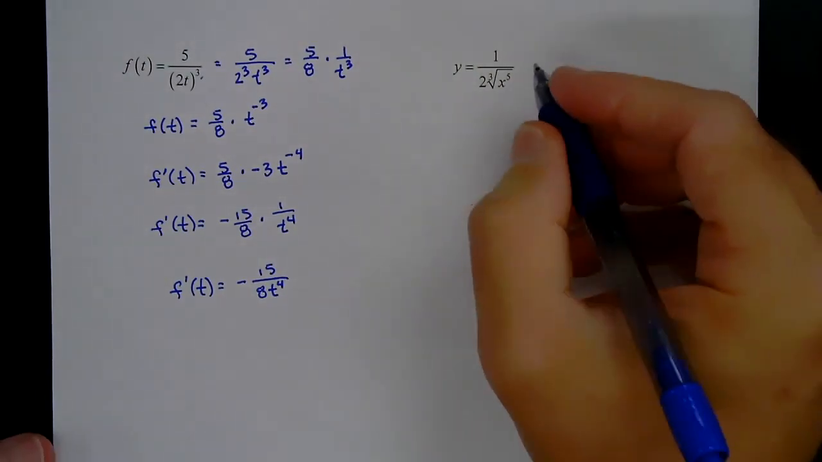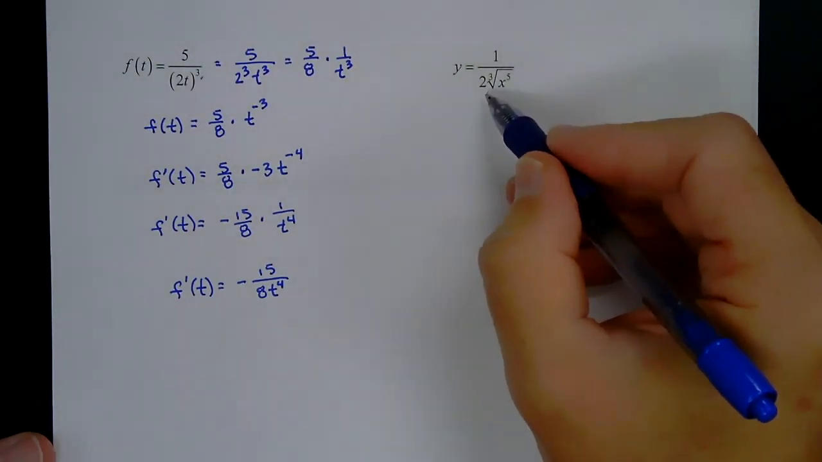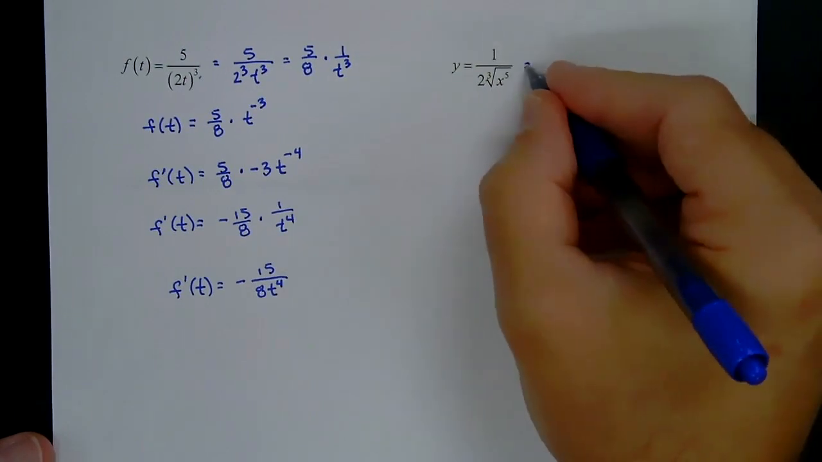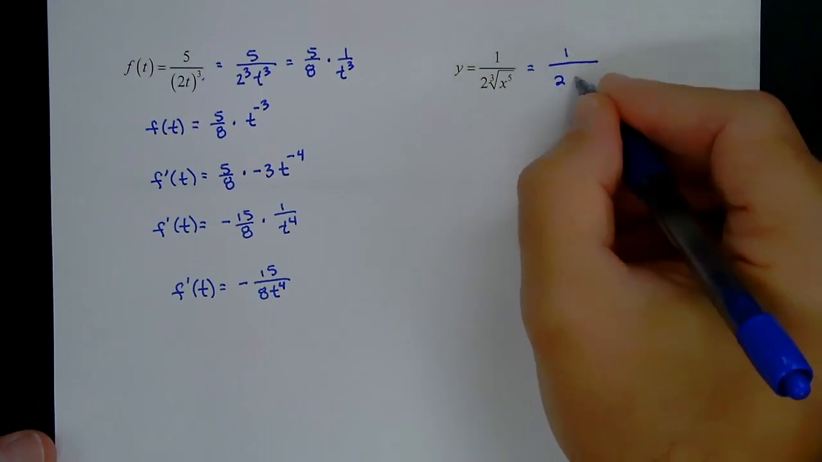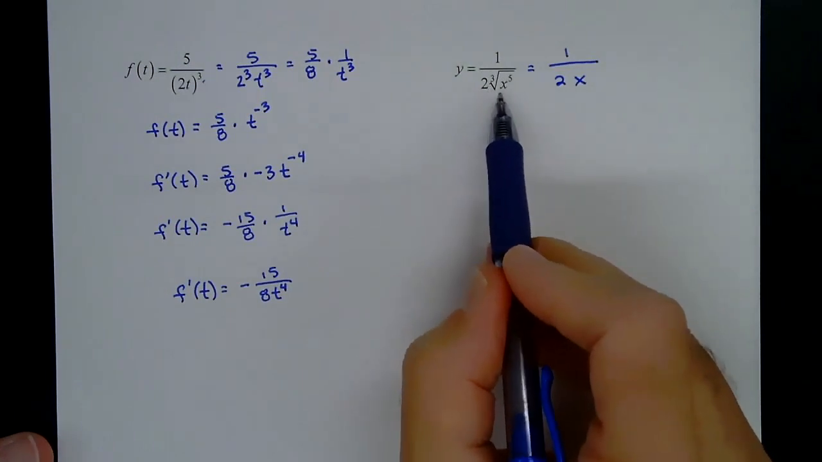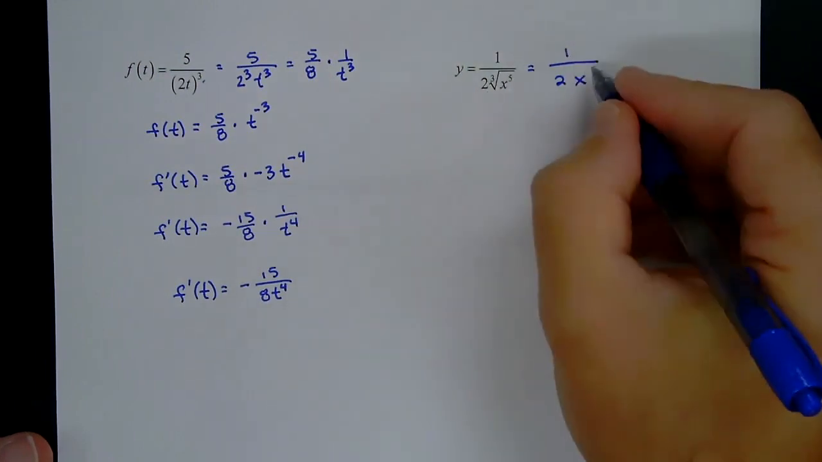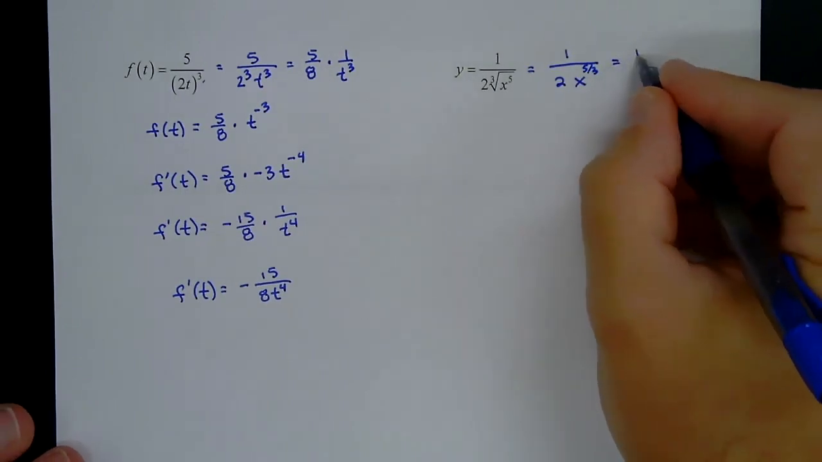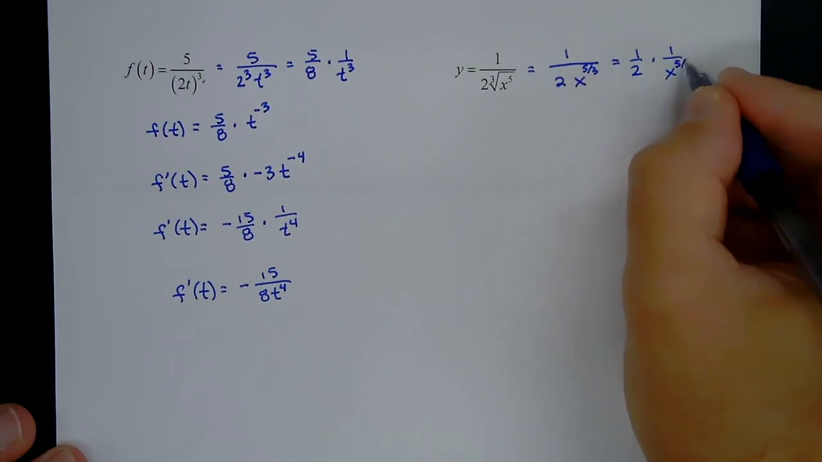All right, this next one is y equals 1 over 2 times the cube root of x to the 5th. So this could be rewritten as 1 over 2 times x to the, and this, the cube root of x to the 5th could be rewritten as x to the 5/3 power. So 5 over 3 power. We could separate this so it becomes 1/2 times 1 over x to the 5/3.